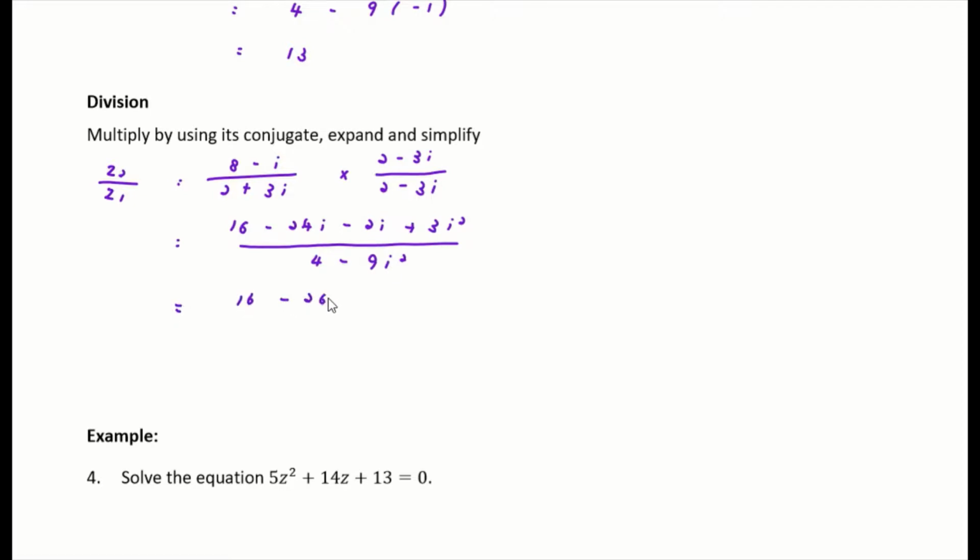So combine the -24 and -2, and I got -26i, and then plus 3, because i squared is -1. After that, 4 minus 9, another i squared is -1. So 16 minus 3, I'll be able to get 13 minus 26i over 4 plus 9, so it's 13. We can simplify this. 13 over 13, we have 1. 26 over 13, so we have minus 2i. That will be our answer.